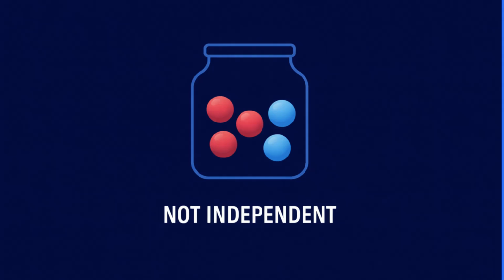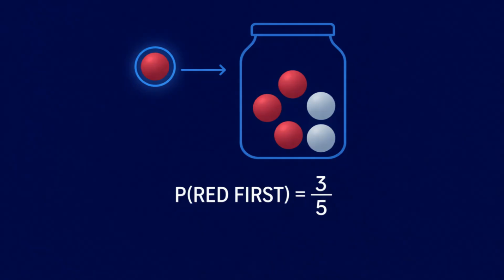Now let's look at an and situation where the events are not independent. Imagine a bag with 3 red candies and 2 blue candies. You draw one candy and do not replace it, then draw a second candy. Suppose we want the probability that both candies are red. On the first draw, the probability of red is 3 out of 5.